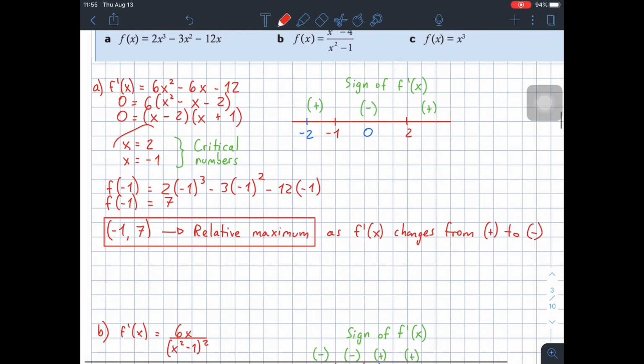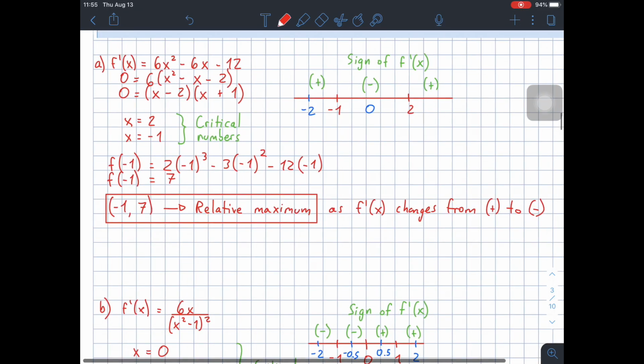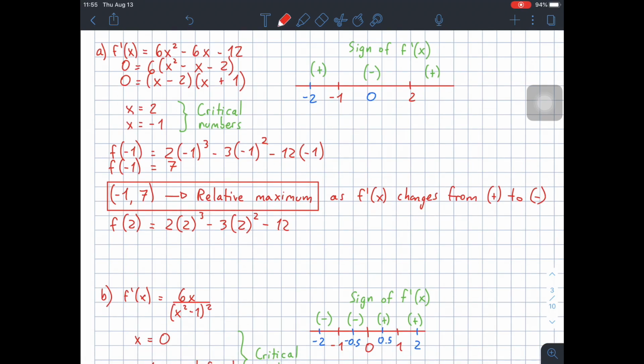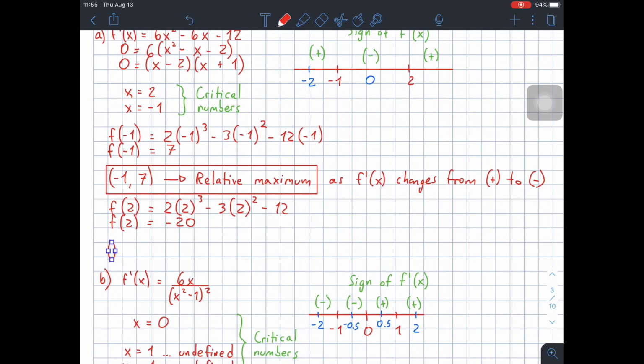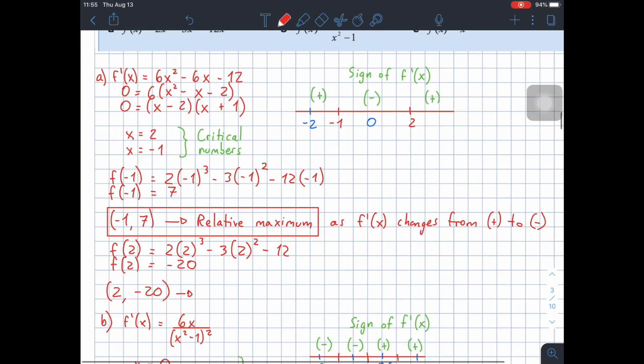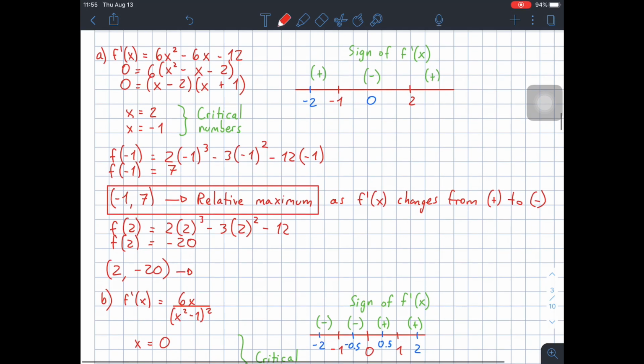And the other point corresponds to x equals 2. So we're going to do the same thing. We're going to replace this into the function, and we're going to find f of 2. 2 times 2 cubed minus 3 times 2 squared minus 12 times 2. If we solve this, we should get as an answer f of 2 equals -20. So the point is 2 comma -20. And this, of course, corresponds to a relative minimum, right? Because we go from negative to positive.